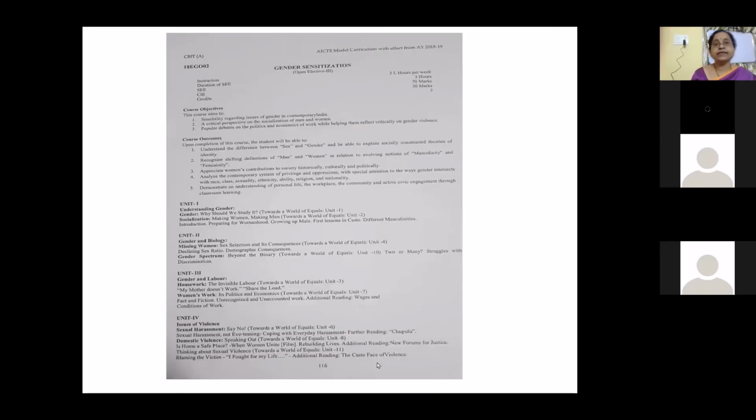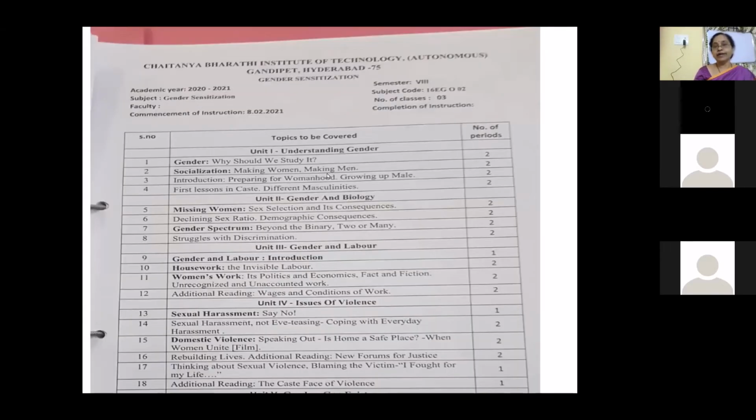I have shared the syllabus with you all, and we have completed Unit 1, Understanding Gender. Gender, why should we study it, and socialization. Under socialization, how women are made and how men are made. That is making women and making men. Then preparing for womanhood. I spoke about that movie Ammai short film, which they wanted you to watch, and how a girl is prepared for womanhood, and how a boy grows up, what social constructions a boy undergoes, and then first lessons in caste.